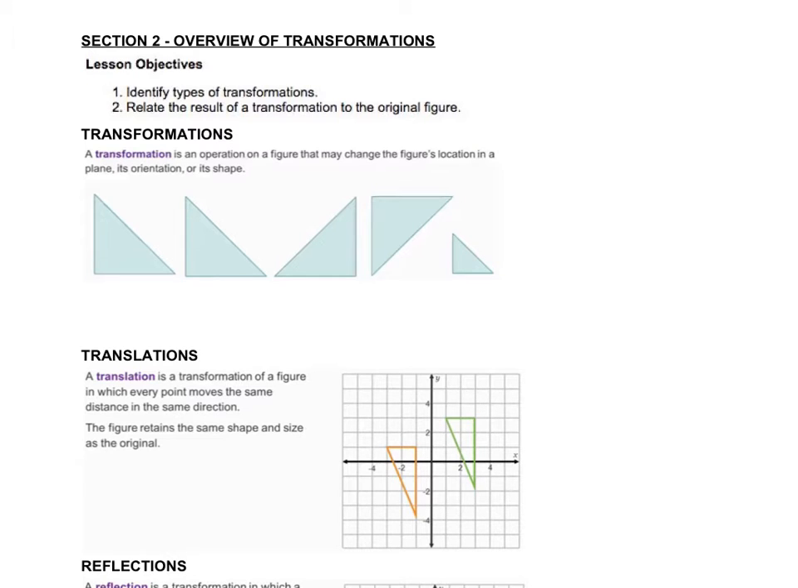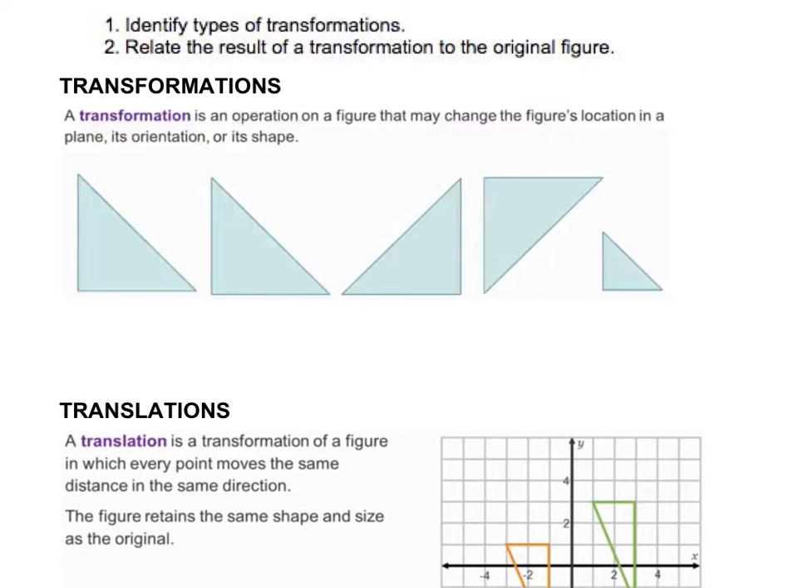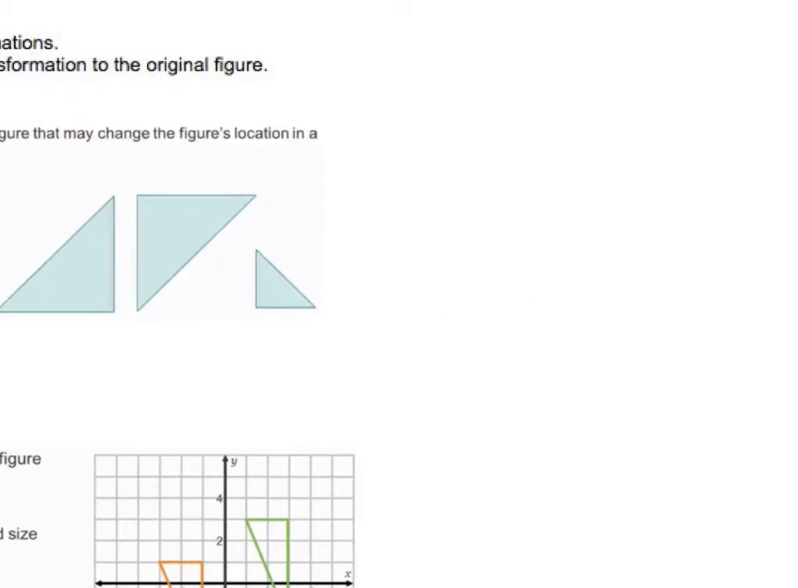This is a video over Section 2, and we're going to be talking about the overview of transformations, okay? So our objectives today, we want to identify the types of transformations and relate the result of a transformation to the original figure. So let's talk about a transformation, okay? A transformation is an operation on a figure that may change the figure's location in a plane, its orientation, or its shape. Okay, and we've got four kinds of transformations.